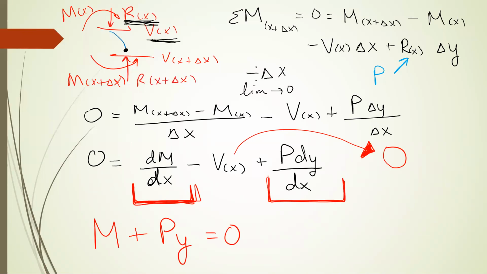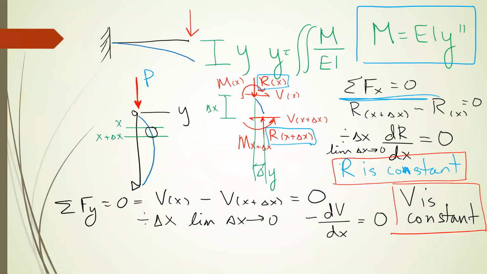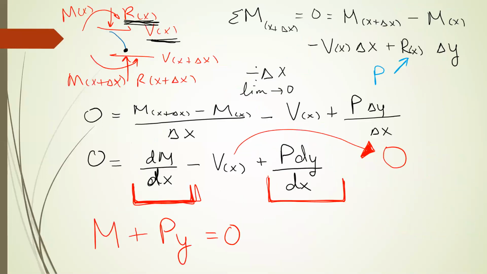But now we want to bring back in the relationship between M and y. Right, when we first started this, we said that moment M is EI y double prime, so the second derivative of y. We're good. So that means that EI y double prime plus P y equals 0. This is our big find.